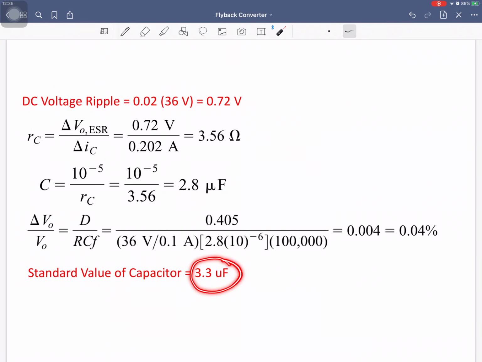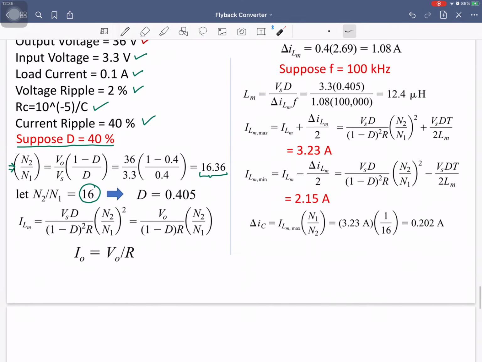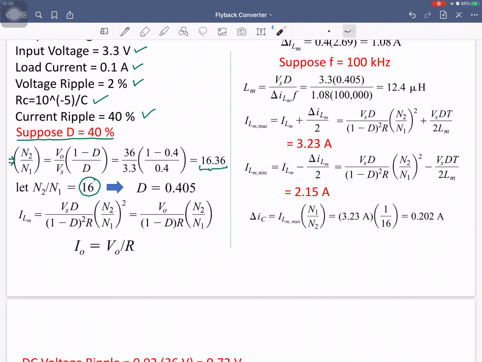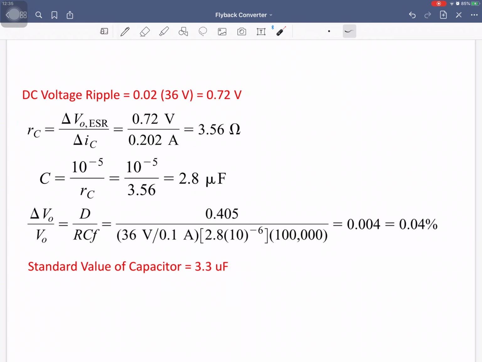So we will be selecting the closest standard value of 3.3 microfarad. And the voltage ripple, if we calculate with this value of the capacitance, comes out to be 0.04%, and it is quite less than the required one. The required voltage ripple was just 2%. So what we have done, we have calculated the values of the magnetization inductance and capacitance for our flyback converter.